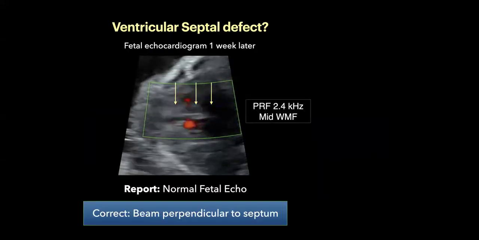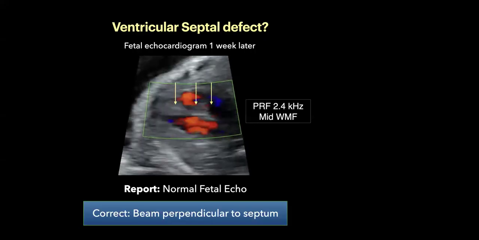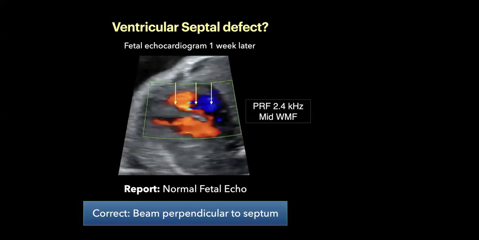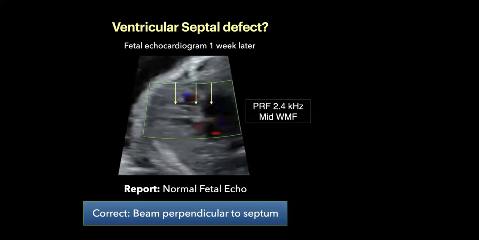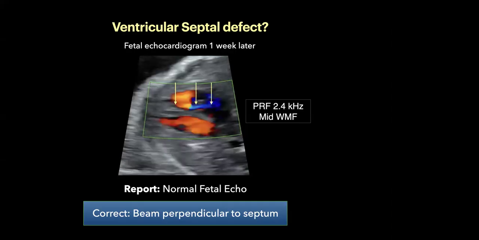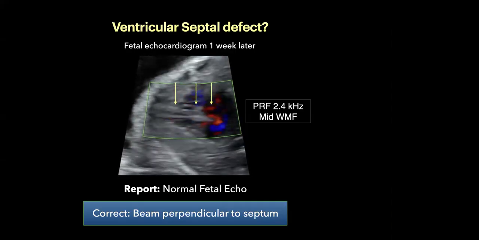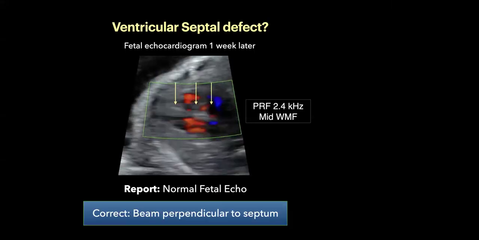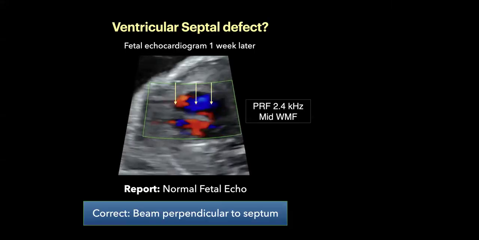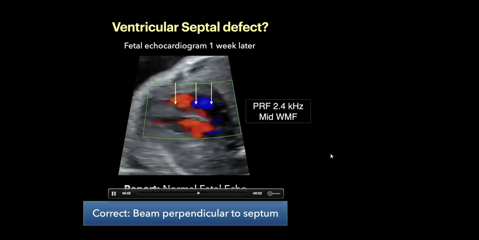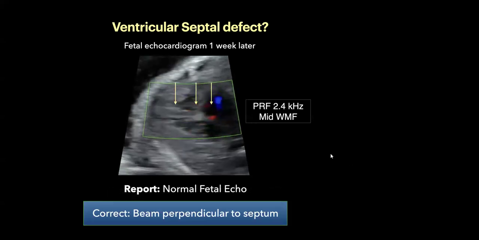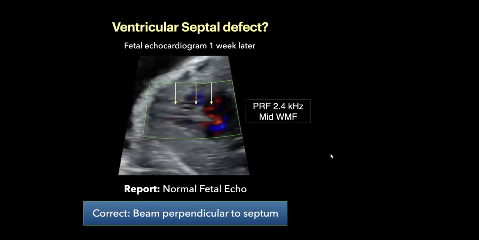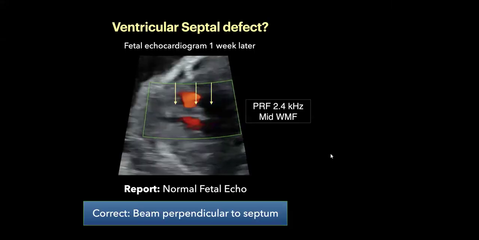And I'm going over to the next slide here. So the patient ultimately went for a fetal echo one week later, and we actually reported a normal fetal echo, and noticed that the technique is appropriate for how we interrogate for a ventricular septal defect. The beam should be perpendicular to the septum, right? I really want you to ask yourself, what is it you're trying to interrogate? And now we lowered the velocity scale, with the PRF around 2.4, which is appropriate for assessing through both chambers to ensure that there is an intact septum.